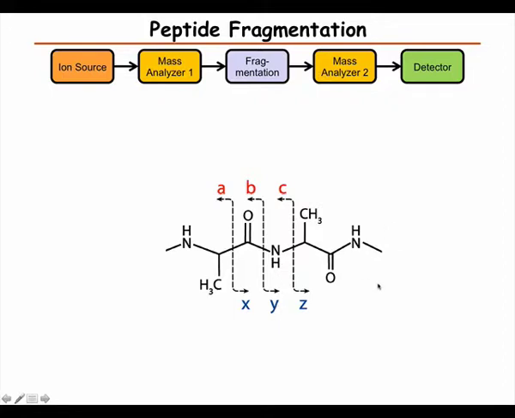There are other types of fragmentation too. One is called electron transfer dissociation, where you get C and Z ions instead. And at higher energies and for certain peptides, you can also get A ions in some cases. X ions, I think you only get at higher energies. But the most common are the B and Y ions.